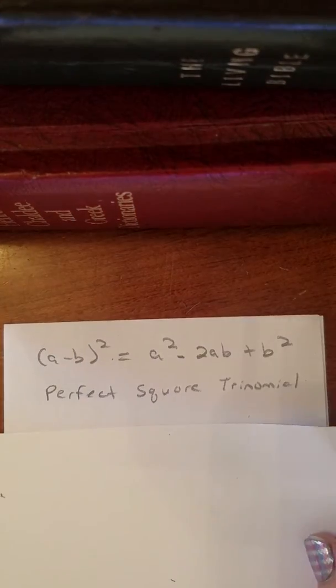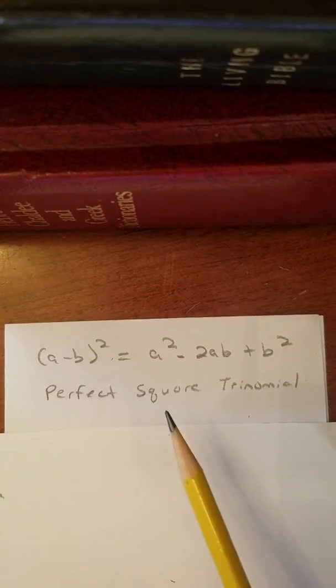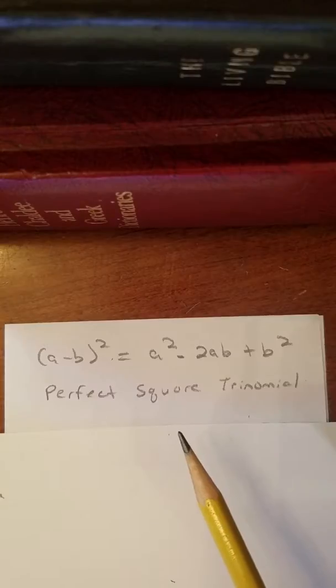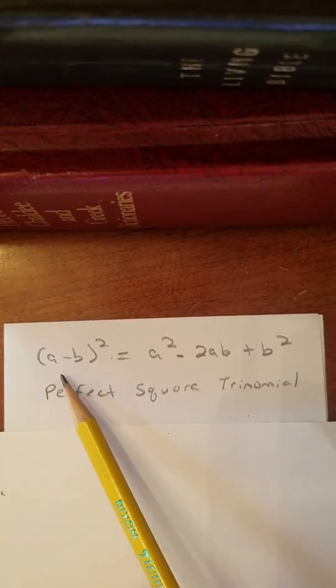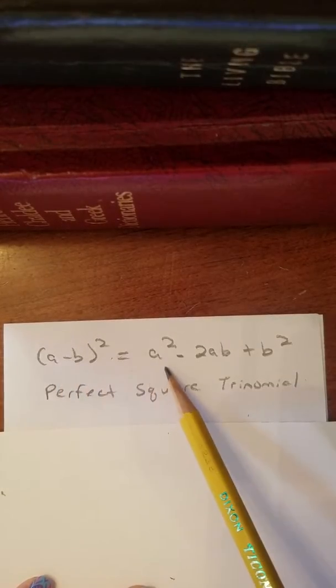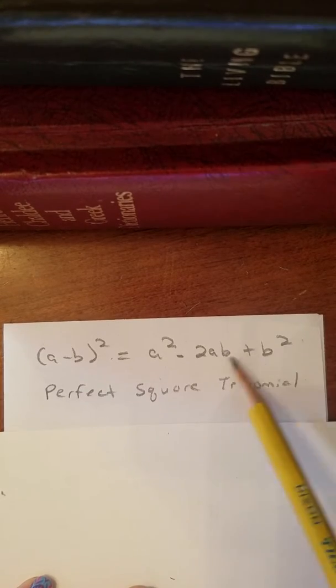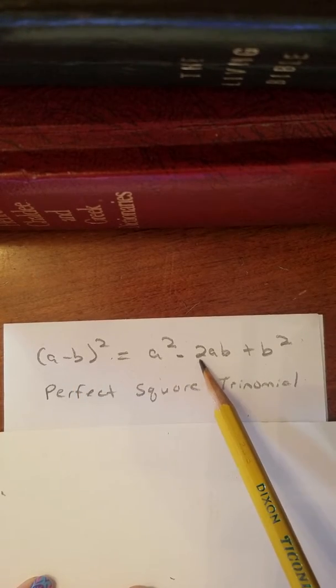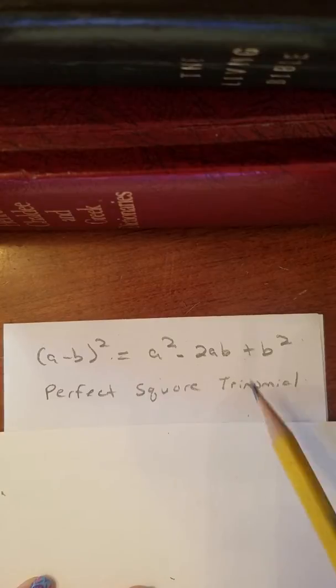Why is that important? Here's the general formula of it. It just says that a minus b squared is the same thing as a squared plus b squared. Keeping the same signs, you double this, right?